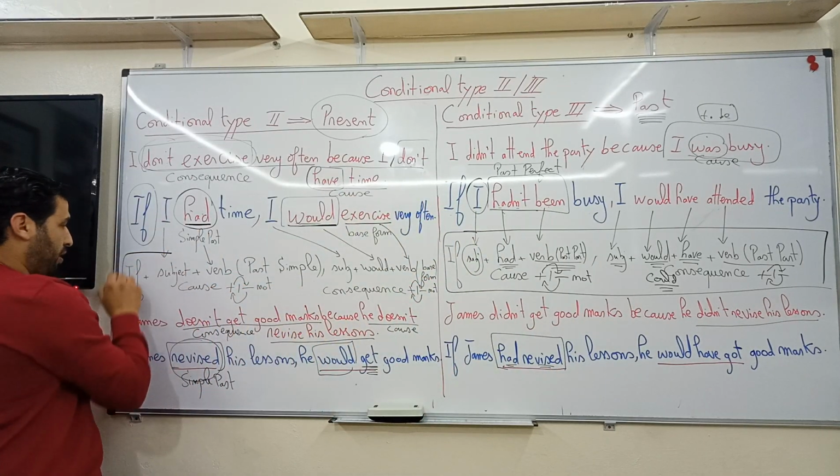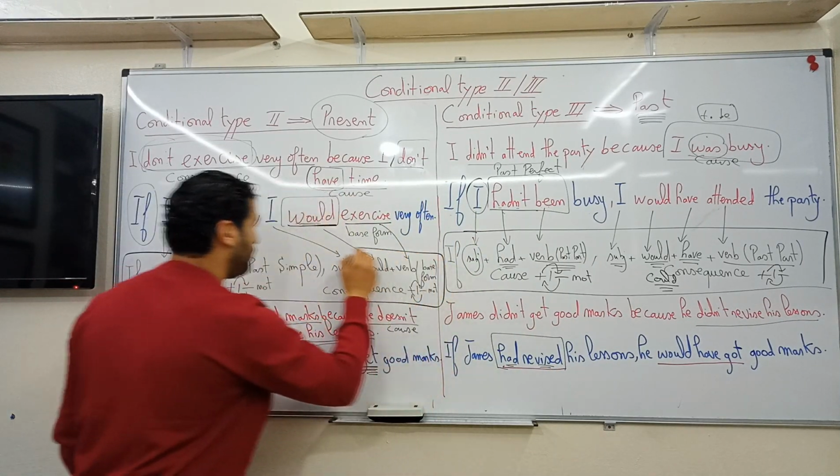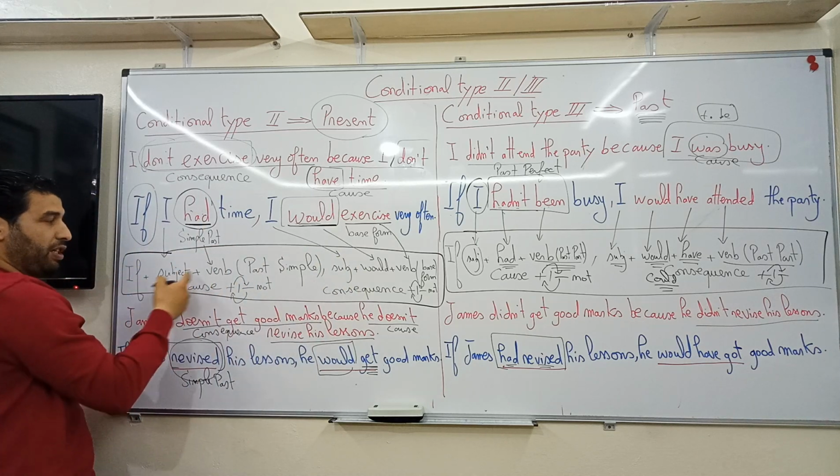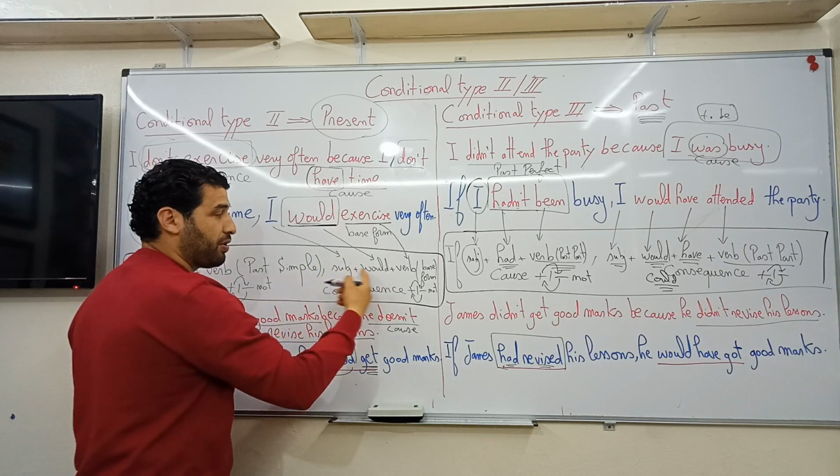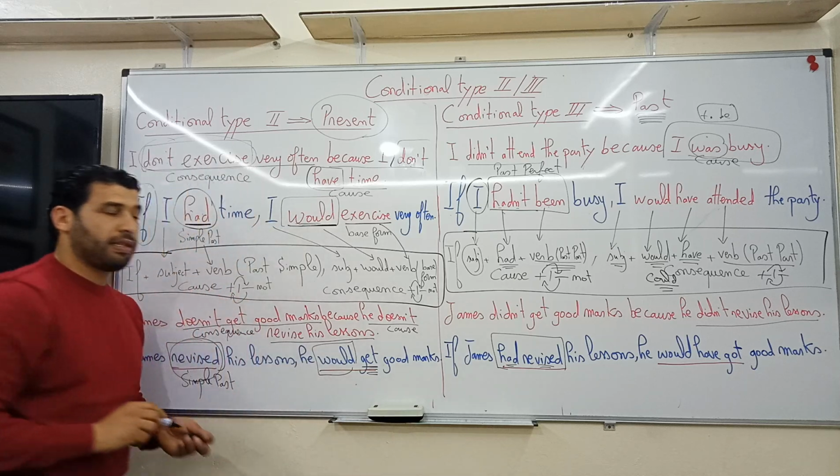And conditional type 2, it's basically if plus subject plus verb in past simple, subject plus would plus verb in base form.